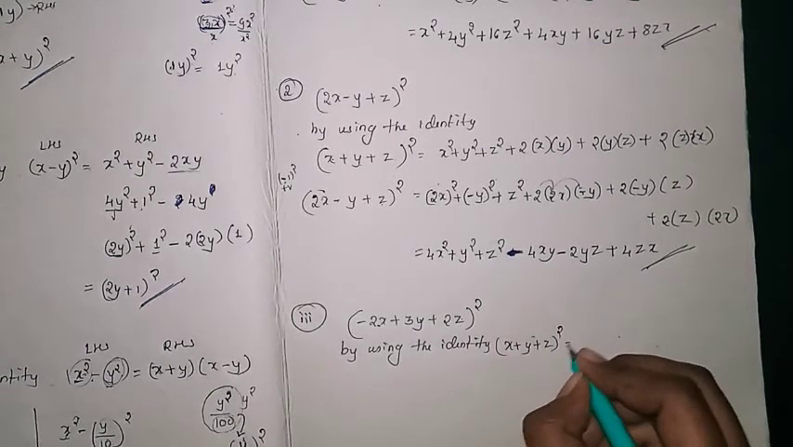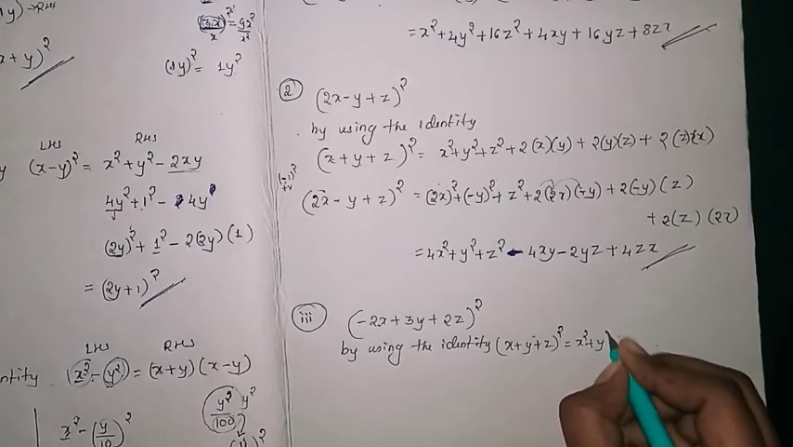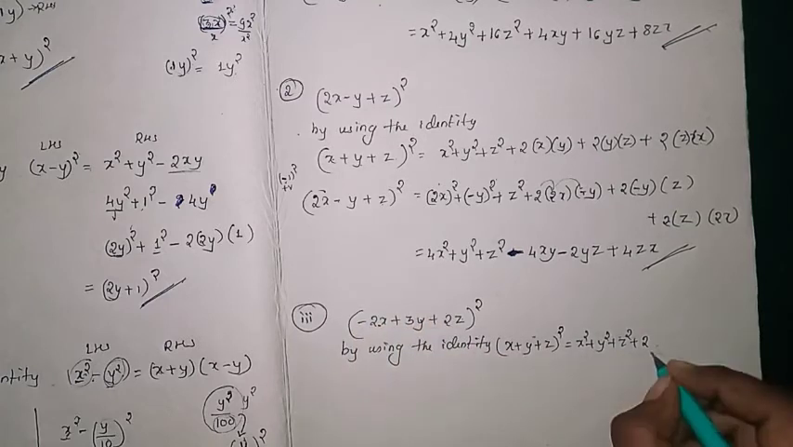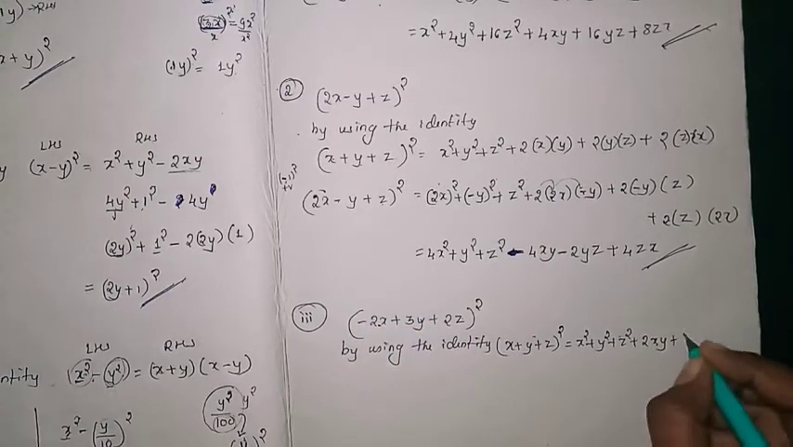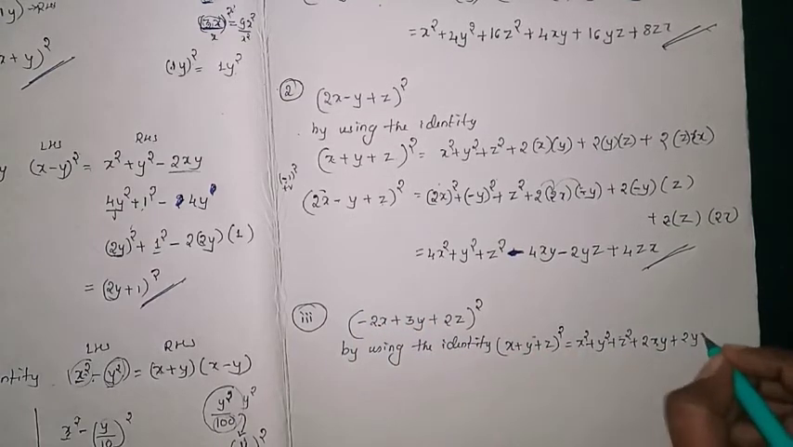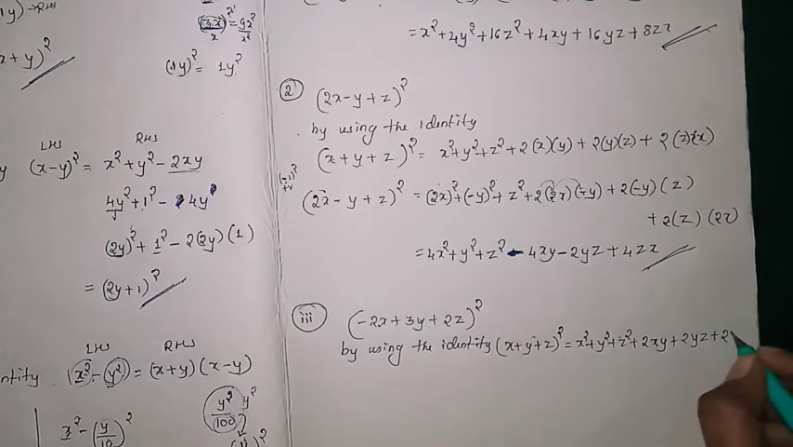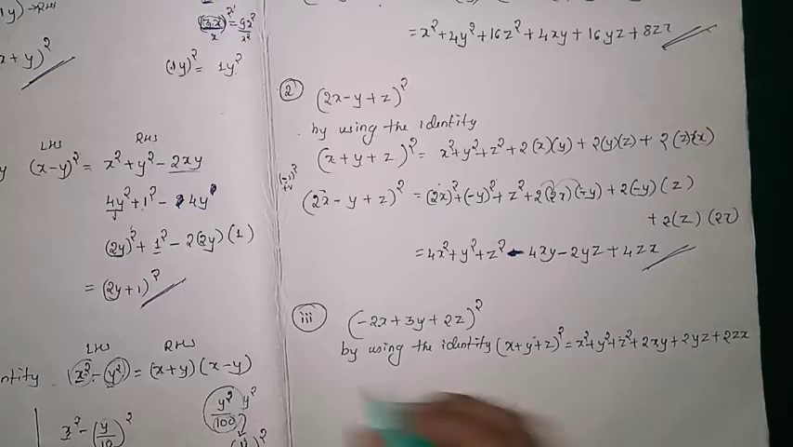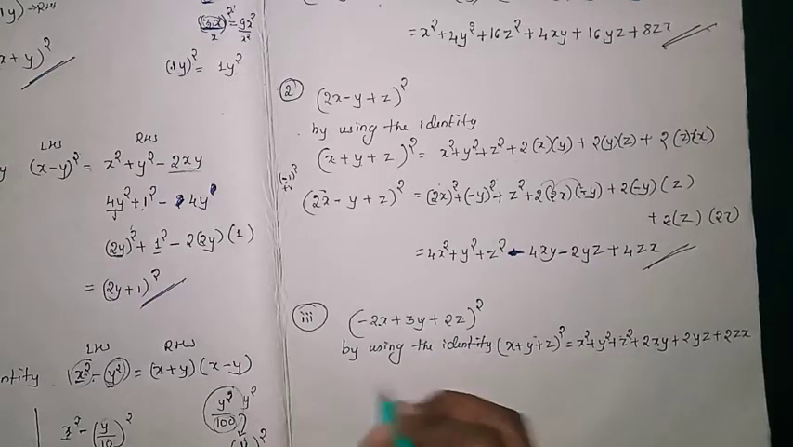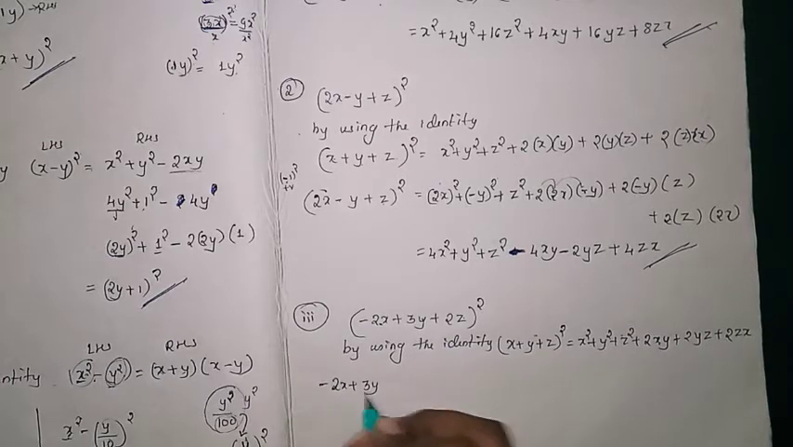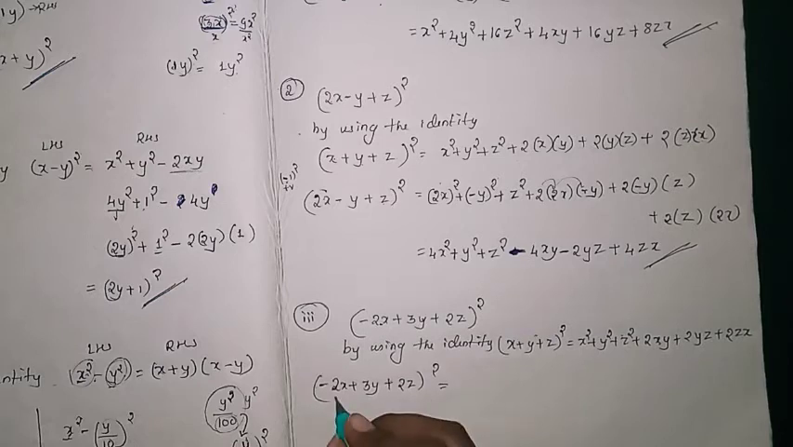That is your formula: x square plus y square plus z square plus of 2 into xy. So first term and second term. 2 into second term and third term yz, and 2 into z into x, that is third term and first term that is zx. So now directly we will solve by using the formula: minus 2x plus of 3y plus of 2z whole raised to square, expanding the terms.